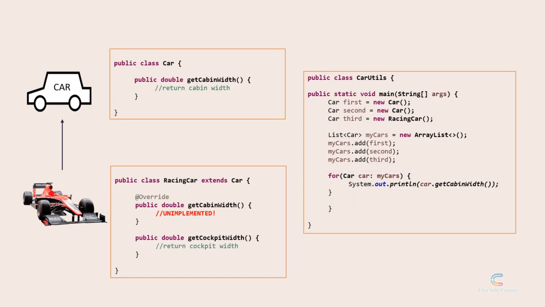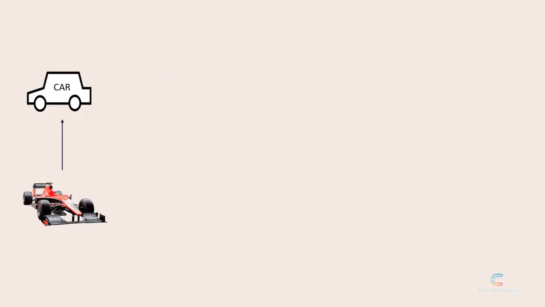So in the third iteration, this code will not work correctly because of an unimplemented method. So this is the design hole that has been exposed. So how do you fix this? We have to strike at the root, which is the inheritance itself. So we have to break the inheritance. Racing car should no longer extend car.